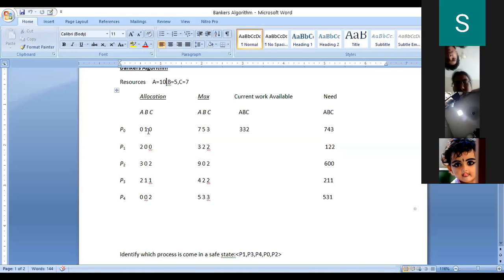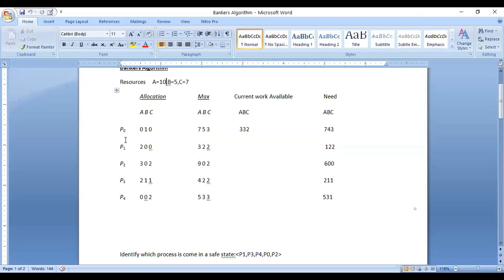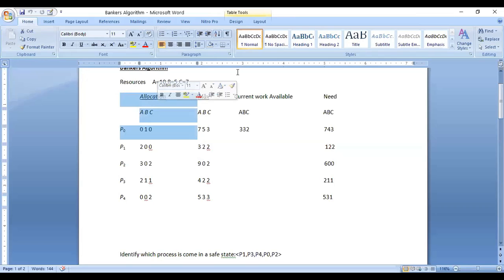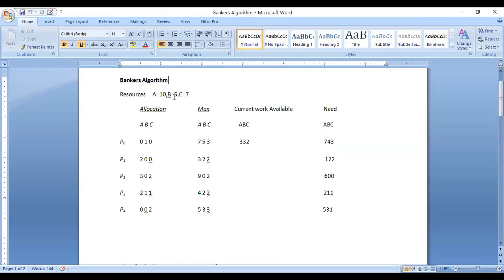And for B, 1 plus 1, 2. So totally 2 instances of that resource will be allocated for all processes. B is equal to 5, so 5 minus 2 is 3. And for C, 2 plus 1 plus 2, 5. 5 instances will be allocated. So 7 minus 5, 2. So the availability of resources, or remaining in the system, is 3, 3, 2.